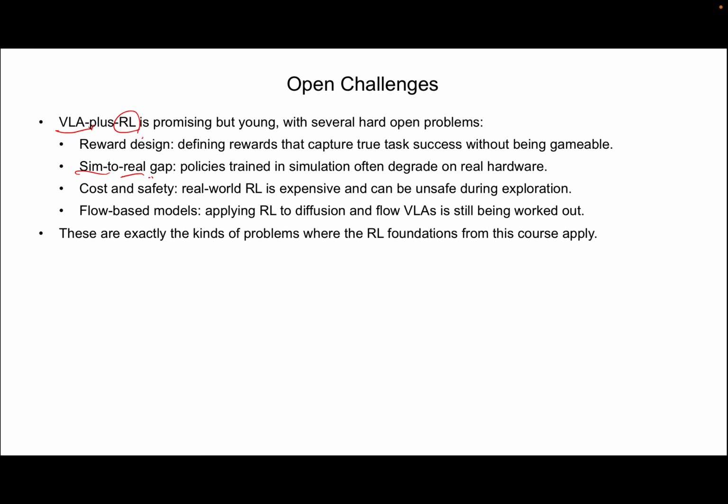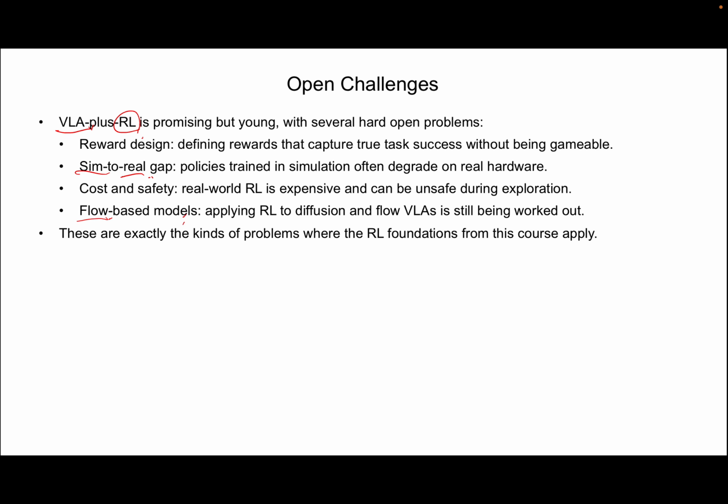That is true because a robot can break and it can crush a human, and there can be many dangerous situations. Flow-based models: applying RL to diffusion models and flow VLAs is still being worked out. It is also a very popular topic.